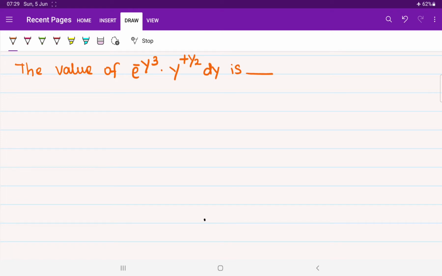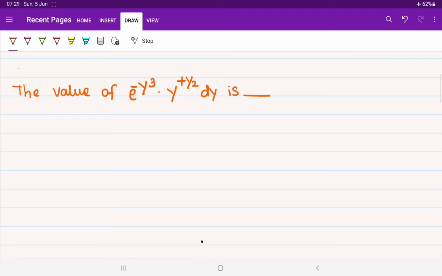So just observe here. The first question given here is the value of a certain function. Actually, I missed the limit. The value of the integral, with limits going from 0 to infinity, of e power minus y cubed times y power 1 by 2 dy, is dash.